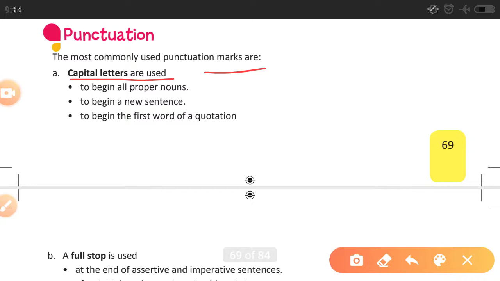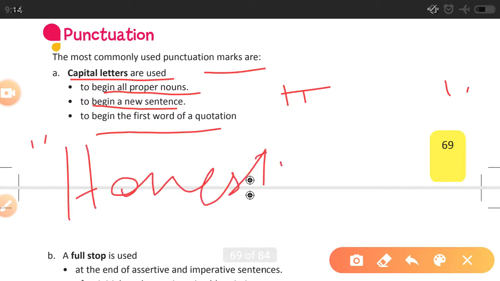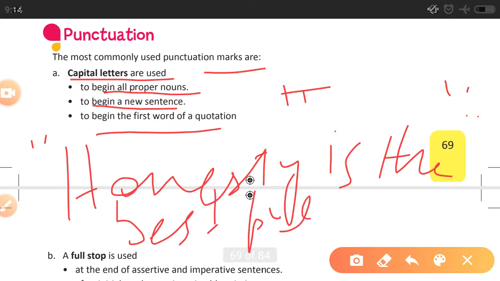Where do we use capital letters? To begin all proper nouns. For example, your name. You start your name with a capital letter. To begin a new sentence, whenever we want to start a new sentence, we will start it with a capital letter. To begin the first word of a quotation. Quotation means this one. For example, "Honesty is the best policy." We'll put it in inverted commas. Clear? Quotation, H capital. To begin the first word of a quotation.